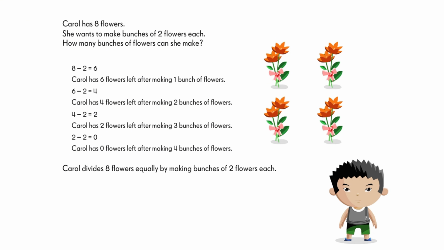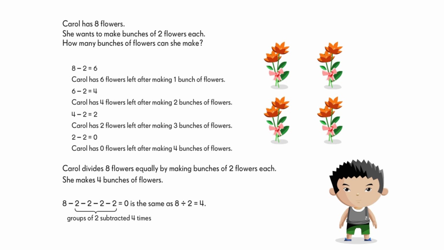Carol divides 8 flowers equally by making bunches of 2 flowers each. We subtract 2 4 times to get 0. She makes 4 bunches of flowers. Subtracting 2 4 times from 8 is the same as dividing 8 by 2. We can use repeated subtraction to divide.